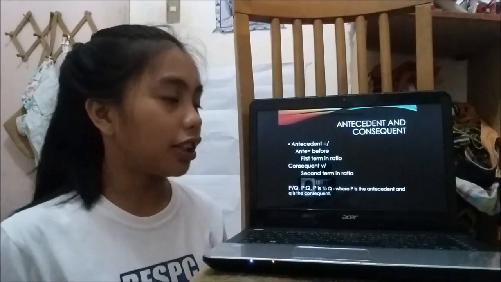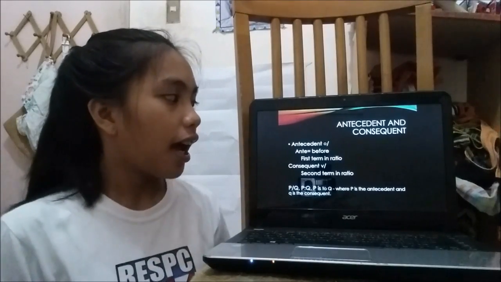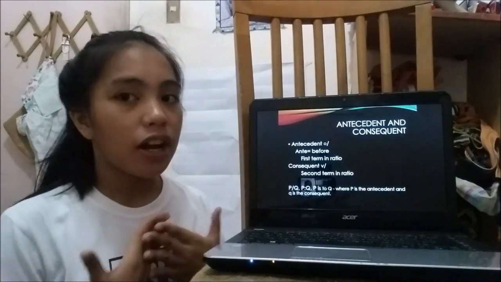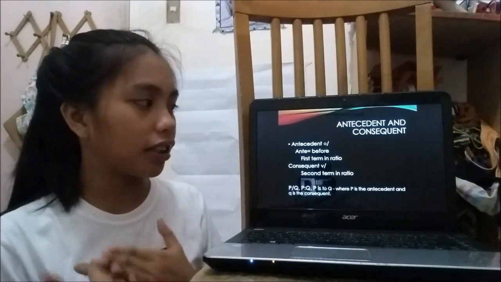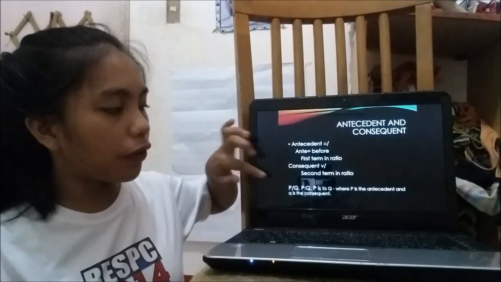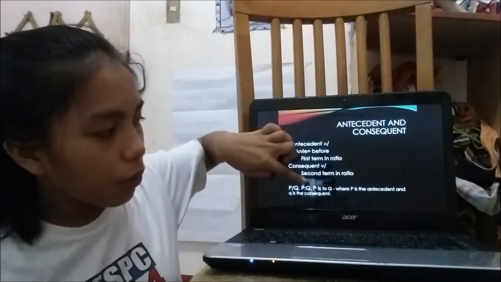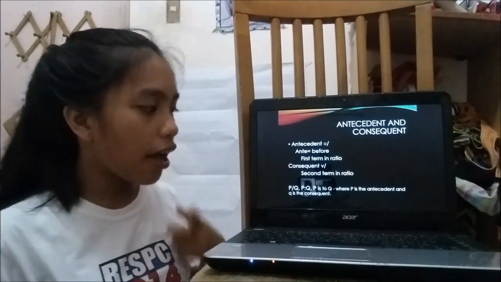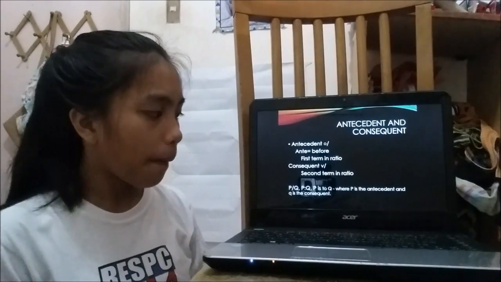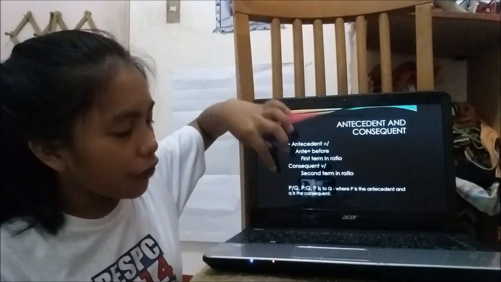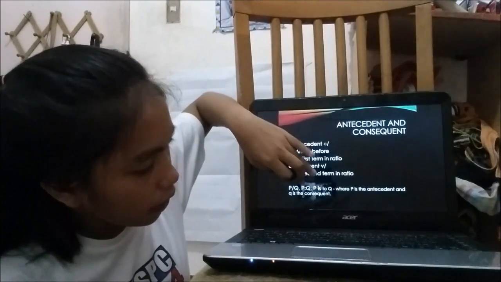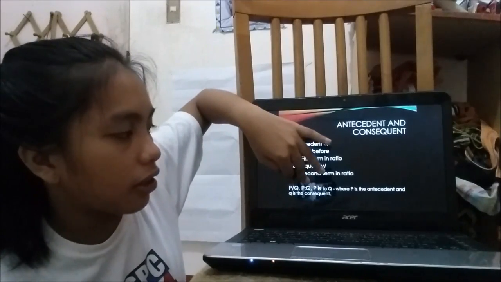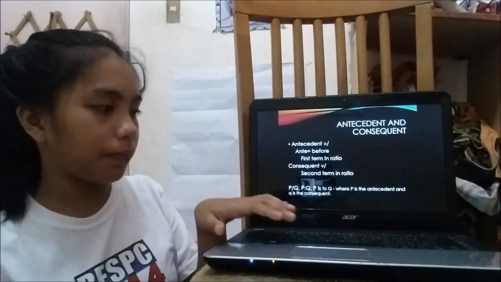Antecedent and consequent. Antecedent: "ante", which means before, is the first term in a ratio. Consequent is the second term in a ratio. P over Q, P is to Q, where P is the antecedent and Q is the consequent. Always remember that the first term, or the P here, is the antecedent, and the Q, or the second term, is the consequent.